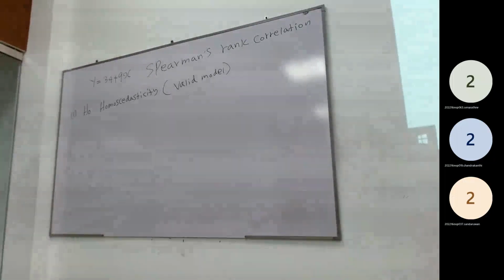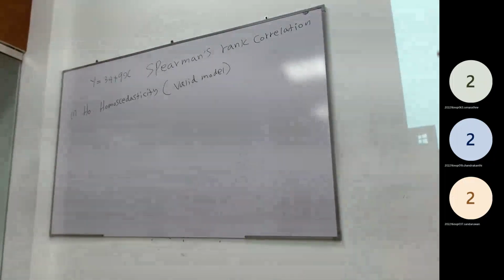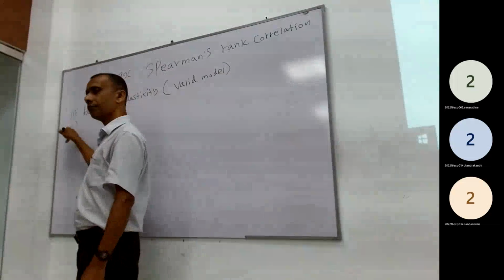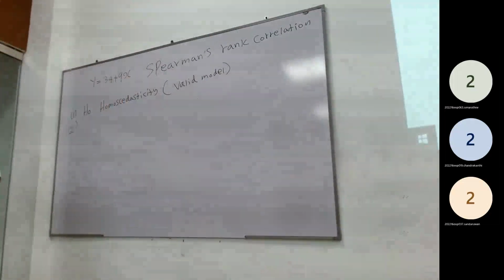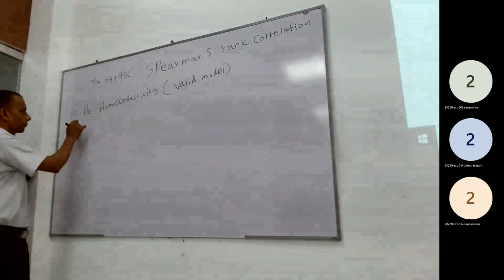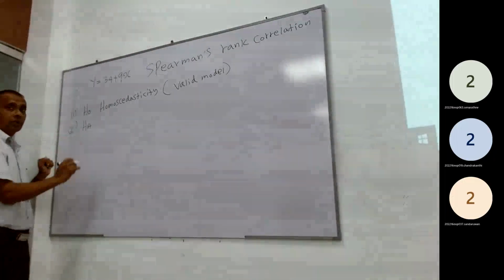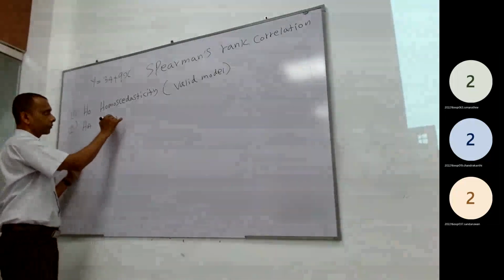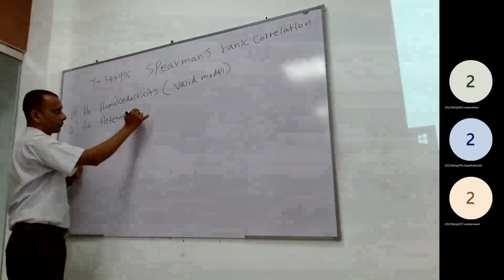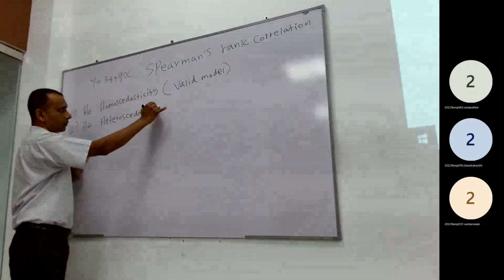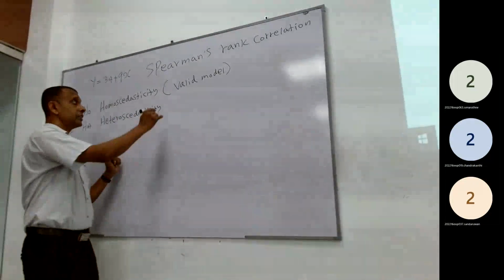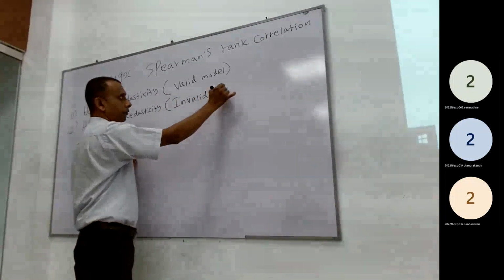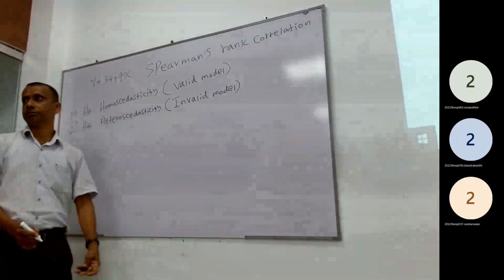Against that, you write the second step, the alternative. Step 2: Define the alternative hypothesis, HA. Against that, heteroscedasticity. This means an invalid model.